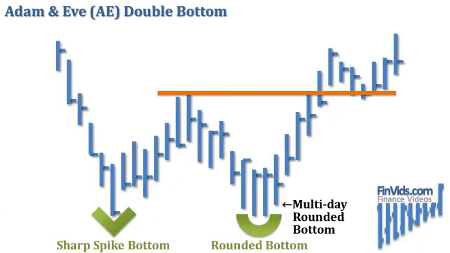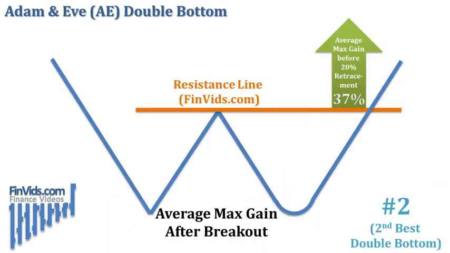Next, we have the Adam and Eve double bottom. The first bottom is a sharp spiked, typically single day bottom, whereas the second bottom is a rounded multi-day bottom. Now the Adam and Eve double bottom is the second best performing double bottom pattern when prices break out above the overhead resistance line. The maximum average gain is about 37%.